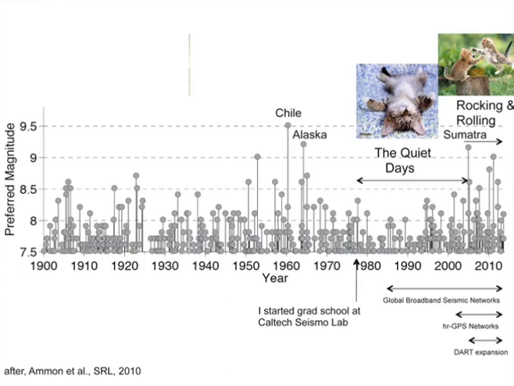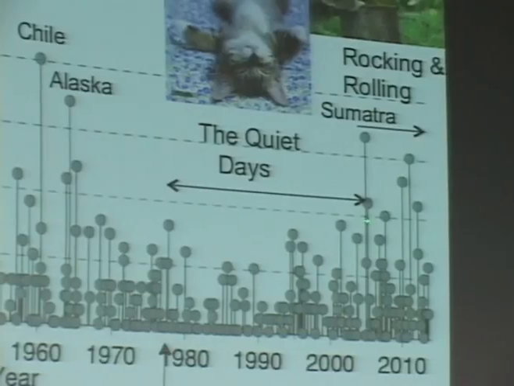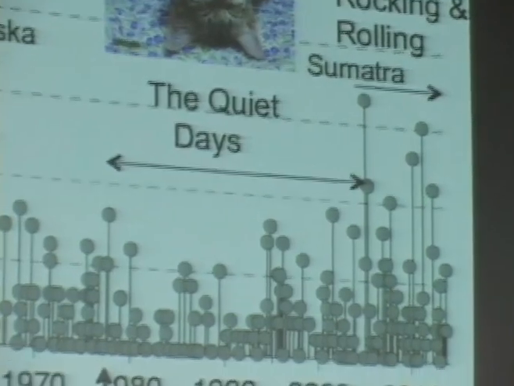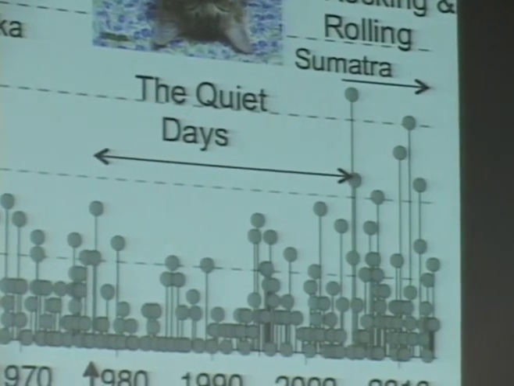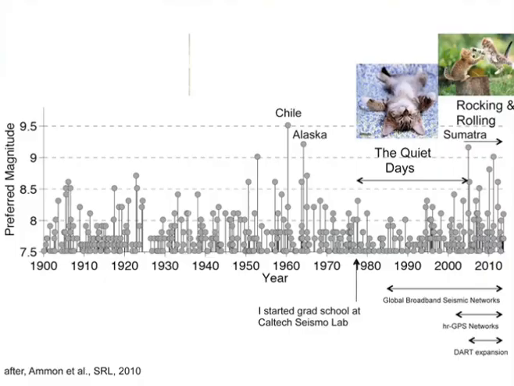And perhaps most impressive is that from 1965 up until 2004, there was a long interval, 40 years without an earthquake greater than 8.5. And I call that the quiet days. That actually had a profound impact on my own research career because, as indicated here, I began graduate school in 1978 in Pasadena at Caltech.